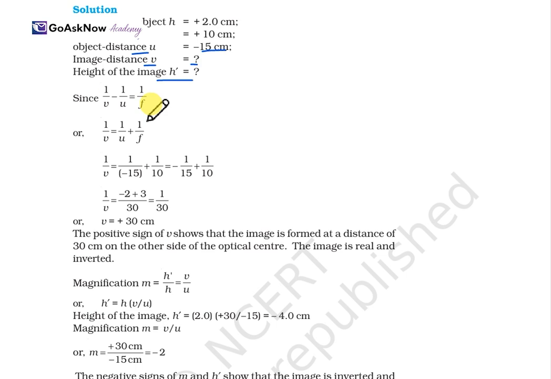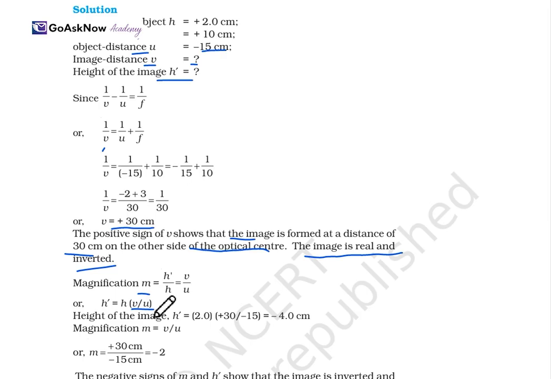Firstly, we know the lens formula. Put the formula here, keep V on one side because we have to find V only, substitute all the values, and you get V equals plus 30 centimeter. The positive sign of V shows that the image is formed at a distance of 30 centimeter on the other side of the optical center. So the image is real and inverted, as it has a plus sign. Magnification M equals h dash upon h, which is also equal to V upon U. So h dash equals h times V upon U.